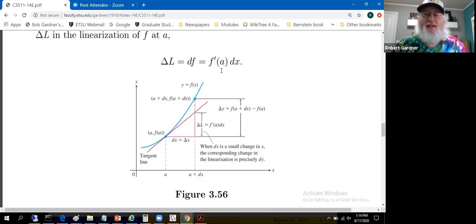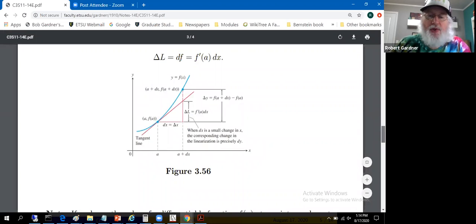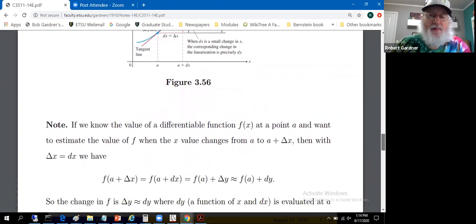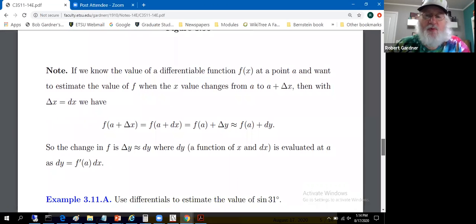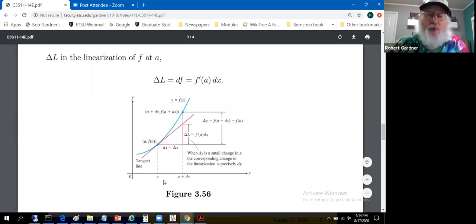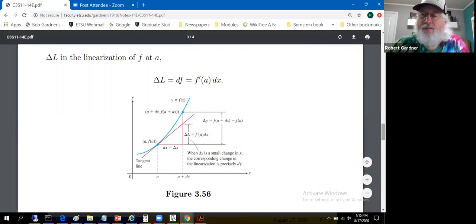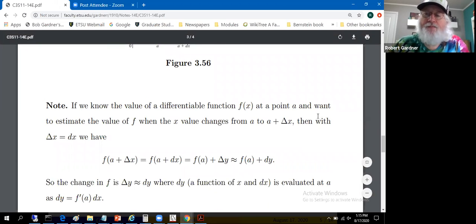So this is the type of approximation we're actually going to use to do some examples. Here are a few more formulas, and here's the example we'll do. If we know the value of a differentiable function f at a point a, so a is a nice point, I know how to evaluate function f at point a, like a trig function at a special angle. So that's the starting point.